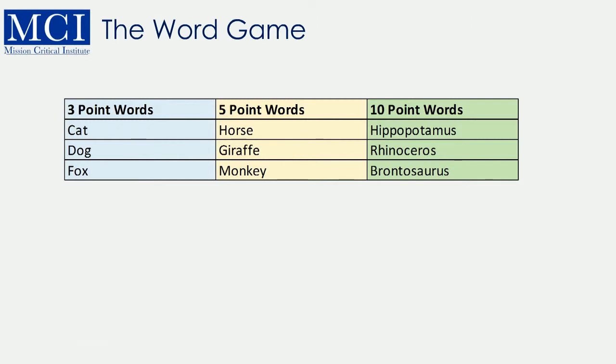And let's say you have a game where if they get certain words correct spelling-wise or so on, they get a certain number of points. Well, you may have your 3-point words like cat, dog, fox. If they're getting all of those correct, maybe you'll move up to 5-point words. If they're getting all of those correct, maybe you move up to 10-point words. The adaptive testing concept is exactly the same, okay?